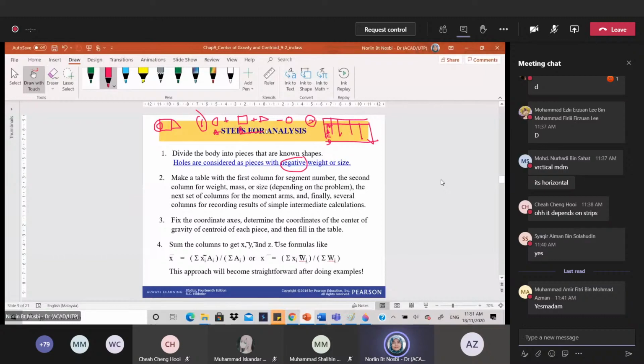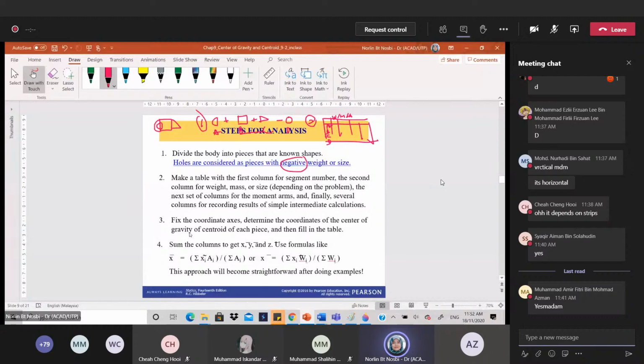And then for the next one, you can write whether it is based on weight or mass or area. So you need to find for each part the area, or the weight, or the mass. Okay, you can write down the second column based on what the question wants. If they want to find the coordinate, you have to find the coordinate. I will show you later. Okay, don't worry.